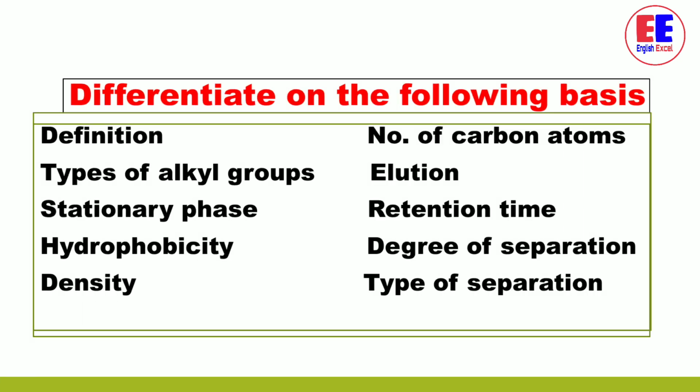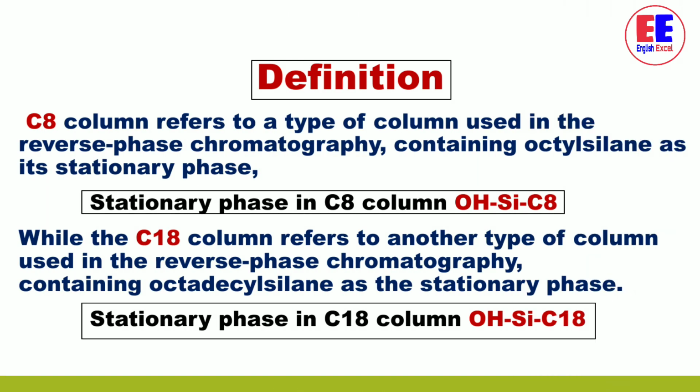Friends, in this video, I am going to differentiate C8 and C18 column on the following basis. That is, on the basis of definition, on the basis of types of alkyl groups, on the basis of stationary phase, on the basis of hydrophobicity, on the basis of density, on the basis of number of carbon atoms, on the basis of elution, on the basis of retention time, on the basis of degree of separation, and on the basis of type of separation. Let's discuss one by one.